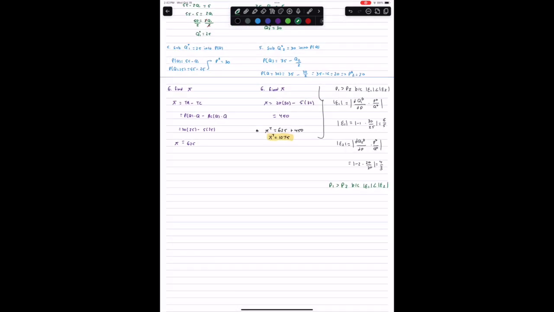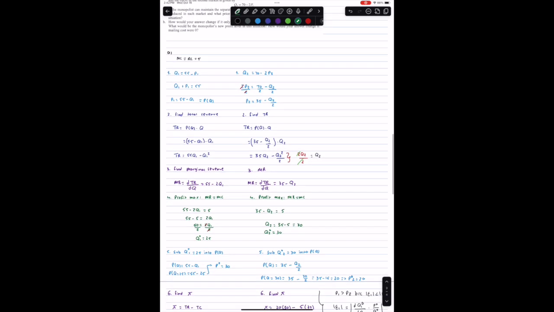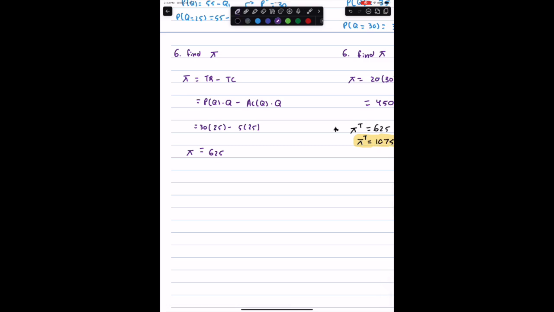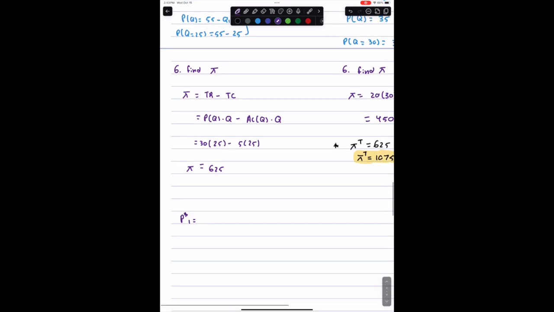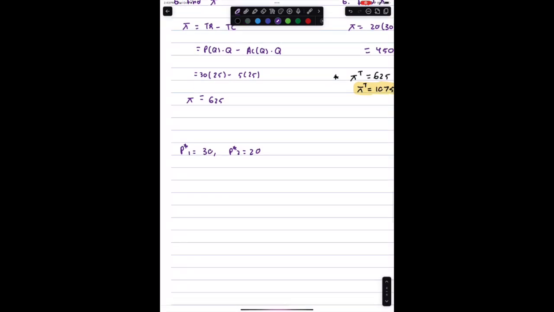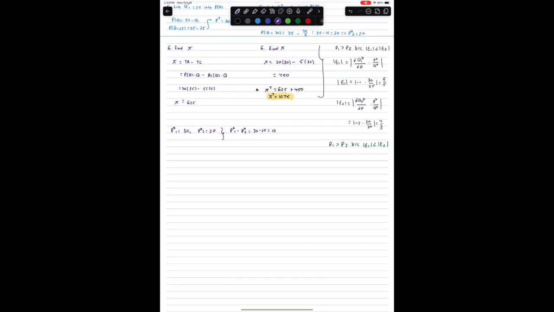Perfect. That is A complete. And that was the easy part, to say the least. Let's also do one more thing, actually. We know that P star 1 is equal to 30. We know that P star 2 is equal to 20. So therefore, we can say that P star 1 minus P star 2 is equal to 30 minus 20, which is equal to 10. Which we're going to need to know for the next question, for part B.